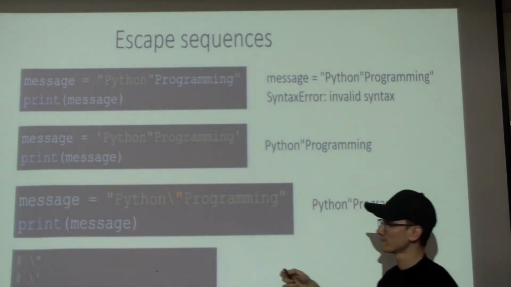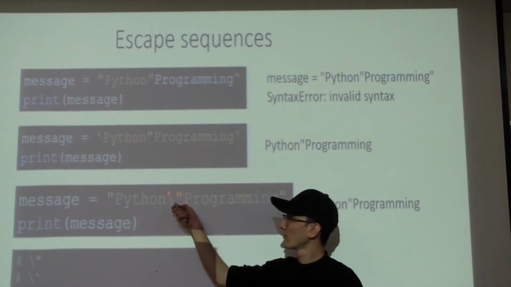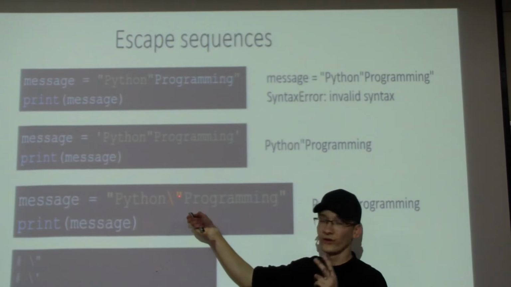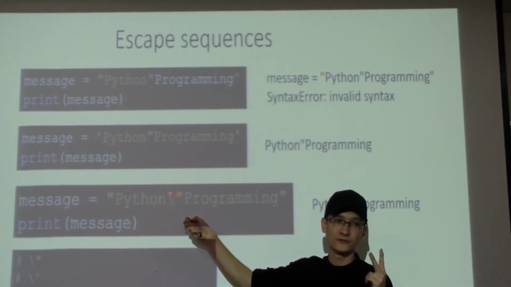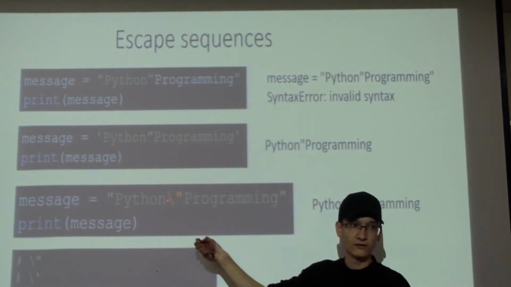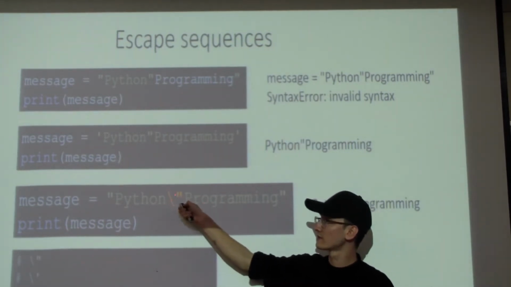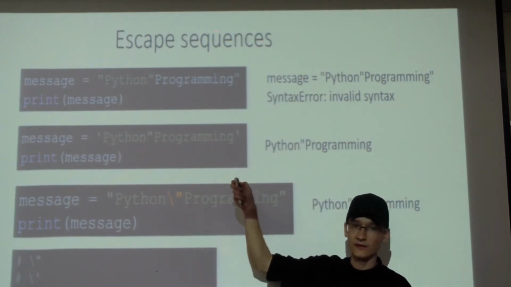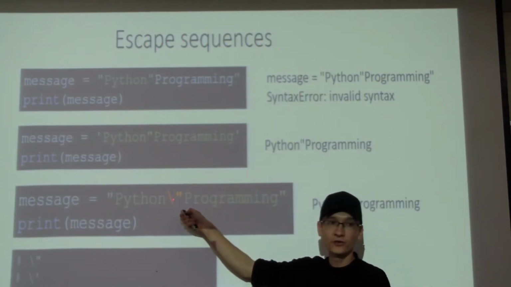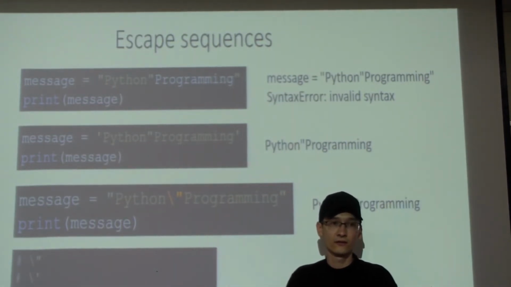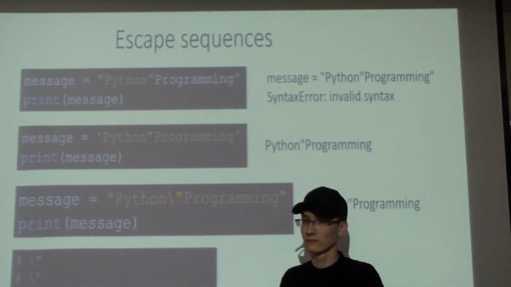In order to put these two quotation marks, we have two options. The first is this one, and the second is this one. So you can use this slash. This is an escape sequence. After the slash, you can use some characters in order to print them in your program.